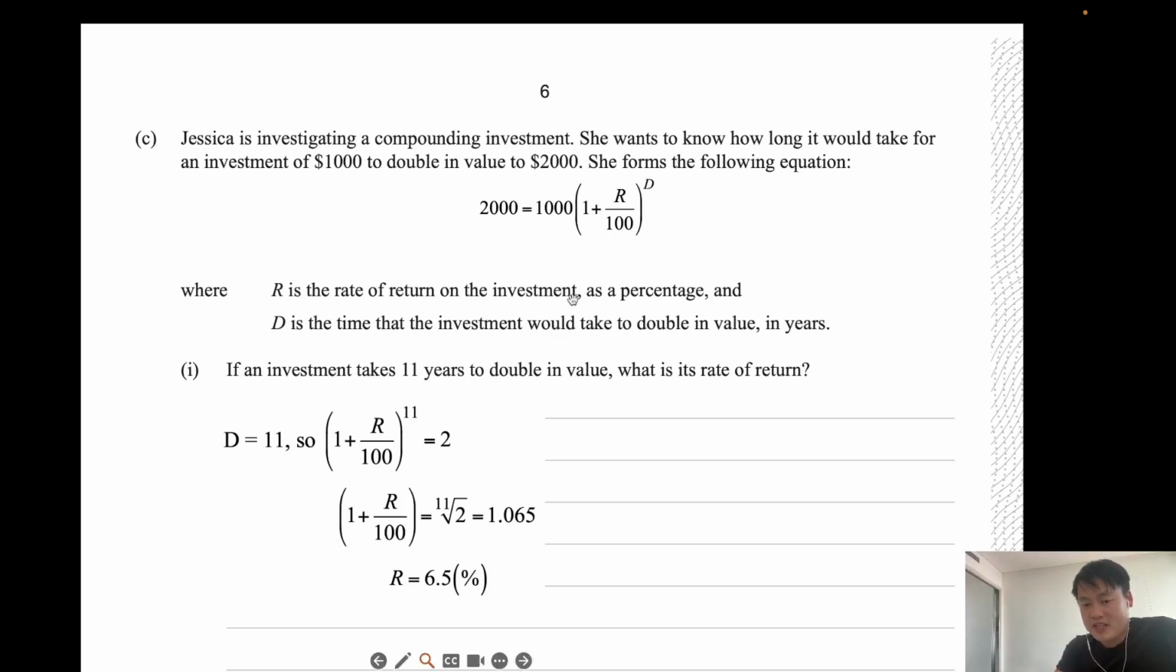They're telling you D is the amount of time it takes to double in value. If it takes 11 years, doesn't that just mean D is equal to 11? Do you see what they're really testing you on? They're testing whether I recognize that if they're telling me 11 years to double in value, it just means D is equal to 11, and I just have to rearrange for R. That's how simple it is. So I go ahead and do that. That's where I get 2,000 is equal to 1,000, bracket 1 plus R over 100, to the power of 11. And that's what this expression is.